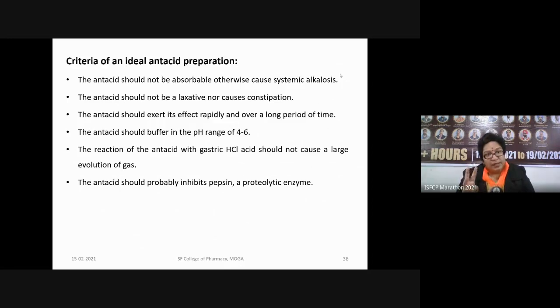Next point is the antacid should buffer in the range of 4 to 6. This is the pH. बहुत ज़्यादा alkaline भी नहीं हो जाना चाहिए, so it should buffer in the range of 4 to 6. The reaction of the antacid with gastric HCl, hydrochloric acid, should not cause a large evolution of gas, because if gas evolution is there, it will further lead to many consequences. And last is it should probably inhibit pepsin, that is the proteolytic enzyme. Okay.